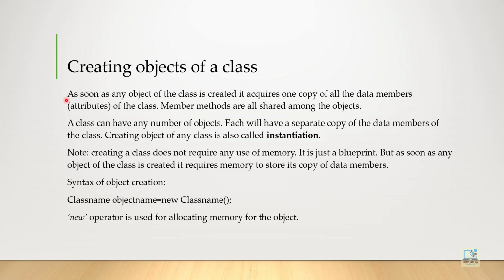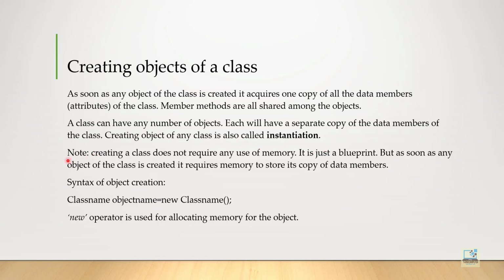Now let us discuss about creating objects of a class. As soon as any object of the class is created, it acquires one copy of all the data members, that means the attributes of the class. Member methods are all shared among the objects. A class can have any number of objects, each will have a separate copy of the data members of the class. Creating object of any class is also called instantiation.